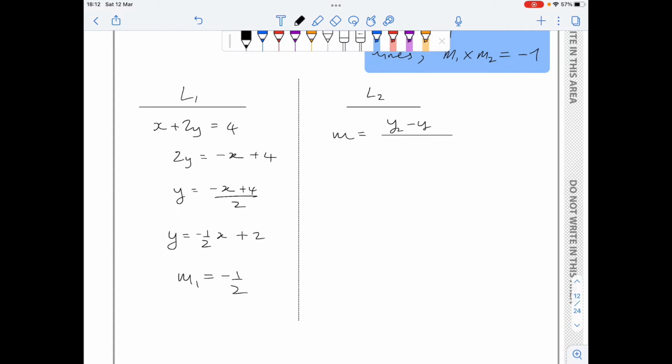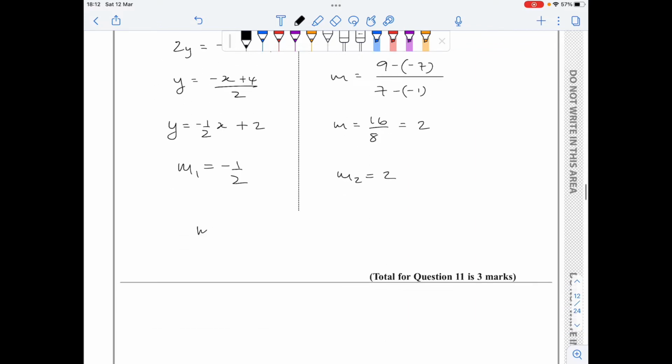y2 minus y1 over x2 minus x1. And if I substitute the values I'm given, I've got 9 minus minus 7 over 7 minus minus 1. This comes out to be 16 over 8 or 2, which is the gradient of the second line. And then note that m1 times m2 is equal to minus a half times 2, which is minus 1, so he is correct.